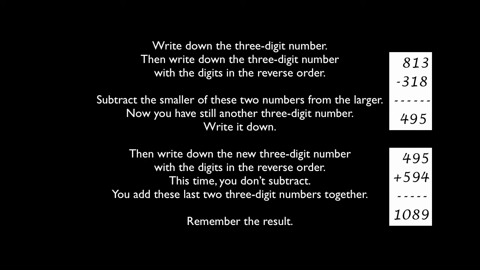Write down the 3-digit number. Then write down the 3-digit number with the digits in the reverse order. Subtract the smaller of these two numbers from the larger. Now you have still another 3-digit number. Write it down.